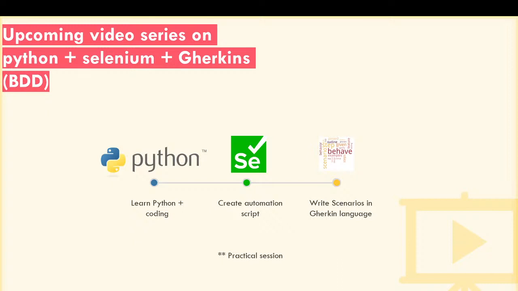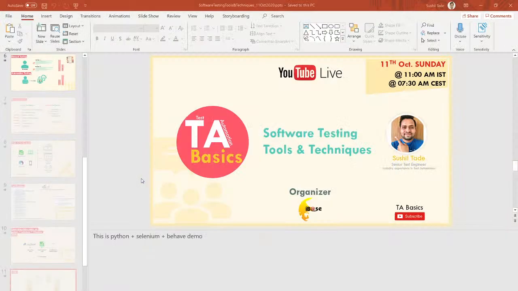I will cover the full BDD Gherkin topic as part of the upcoming video series. Once you learn BDD, you can use it in any other programming language like Java or C Sharp, but the underlying library will be different. For Python, it's Behave for writing Gherkin. My intention is that if you learn the basics, you can use this BDD concept in C Sharp, Python, or Java. In this part, we will write Python code to automate some Selenium scripts. Let me show you some demo.